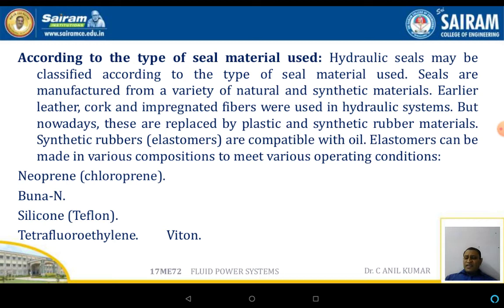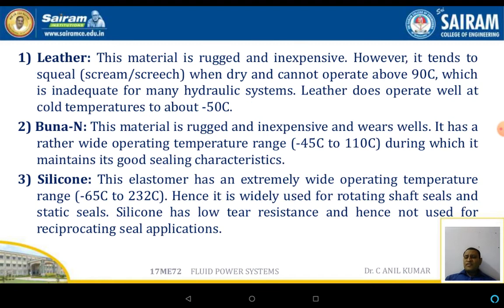The different types of seals are neoprene, Buna-N, silicone seal, or Teflon seal, or tetrafluoroethylene, or Viton. The first one is leather. This material is rugged and inexpensive. However, it tends to squeal, or makes noises, when dry, and it cannot operate above 90 degrees centigrade, which is inadequate for many hydraulic systems.